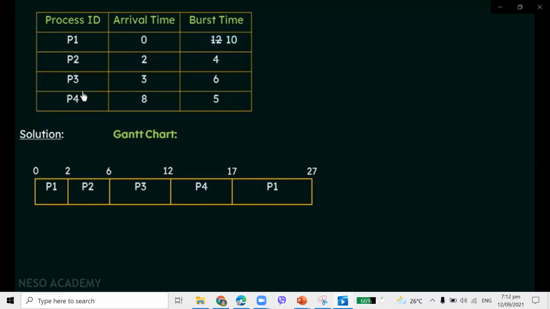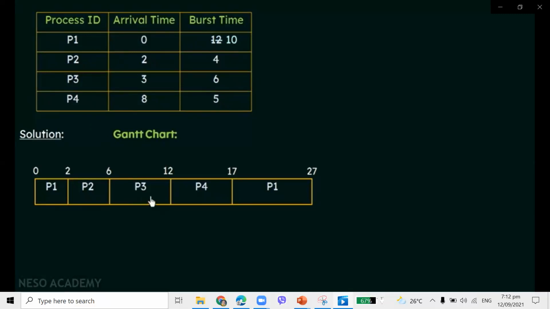And we have P3 whose burst time is 6 milliseconds. So we have P1 and P3. So P1 it is 10 and P3 is 6. So which is the smaller one? It is P3. So P3 will get the CPU at the 6 millisecond here. So P3 begins its execution, and now let's see what happens.